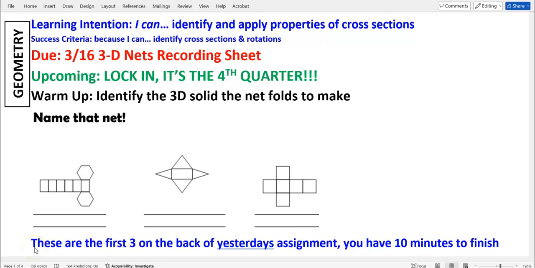Okay, so reminder, again, a lot of people did not see or forgot to do the back.